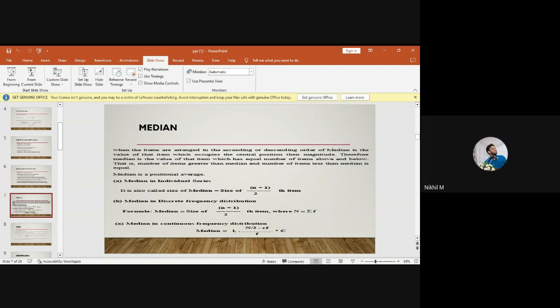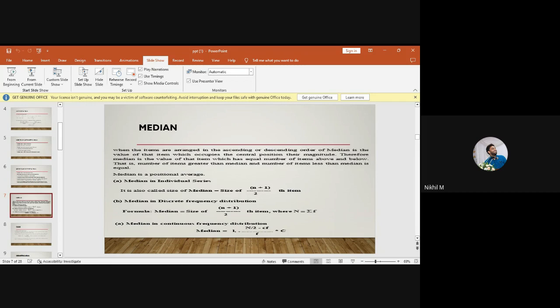So we have the median. Median in a continuous series is equal to L1 plus (N/2 minus CF) divided by F, into C. Here L1 is the lower limit of the class, and N/2 is the value whose corresponding frequency identifies the lower limit of the concerned class.